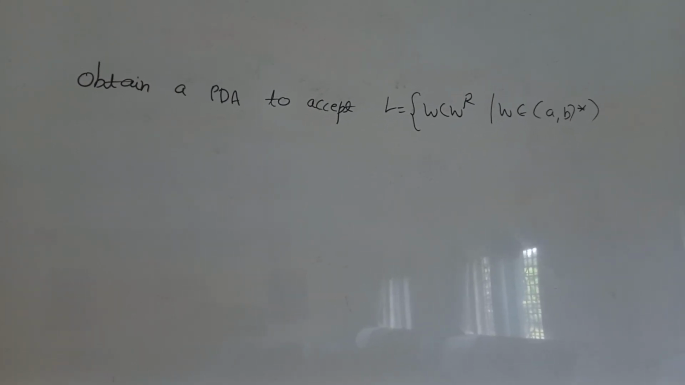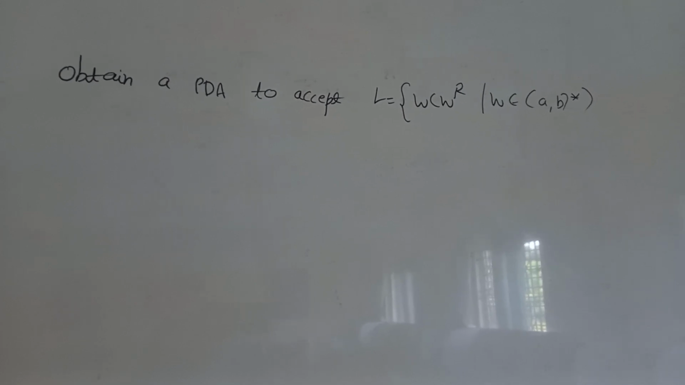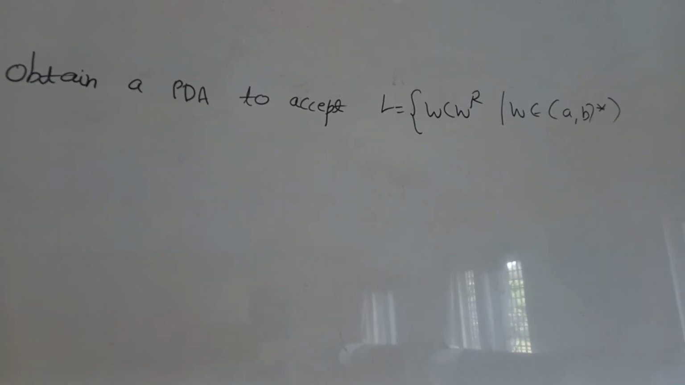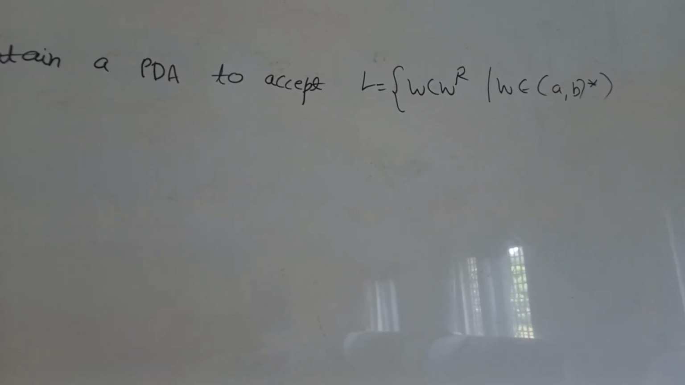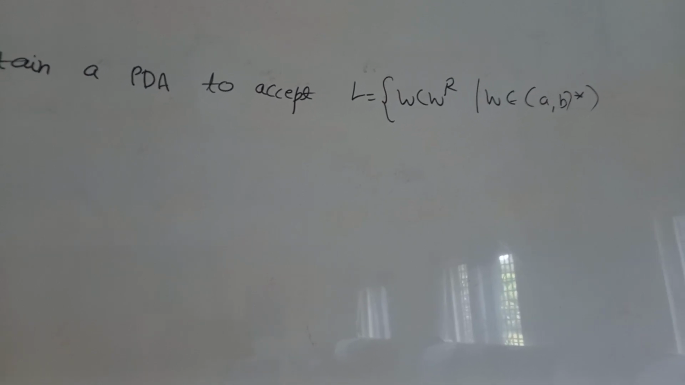Welcome to my channel. Today I am going to solve problems on pushdown automata. So here the problem is: obtain a pushdown automata to accept the language W C W to the power of R, where W belongs to {a, b}*.